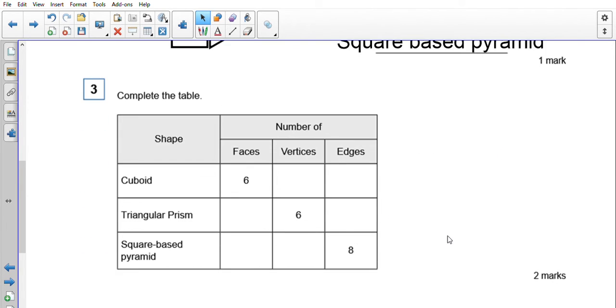Okay, question number 3, complete the table. We have faces, vertices, and edges. Again, sort of continuing from that work we looked at yesterday with them. My 3 shapes, I have a cuboid, a triangular prism, and a square-based pyramid. That's a popular shape today.